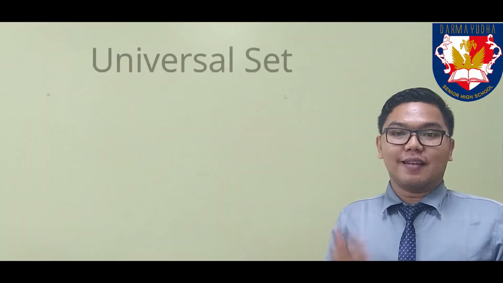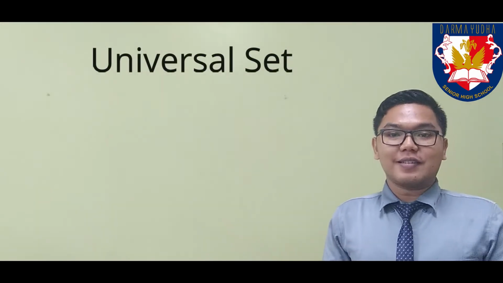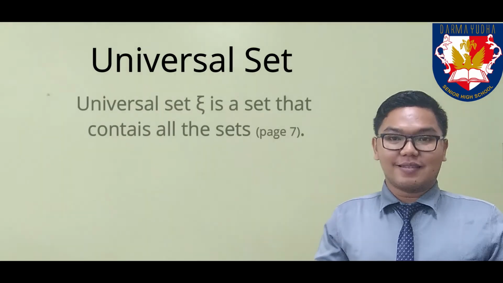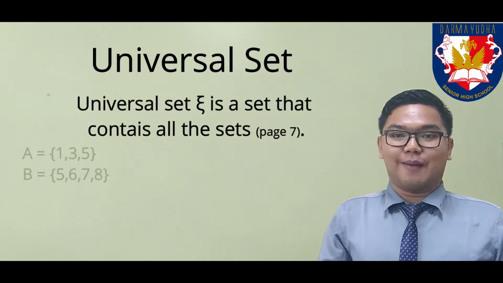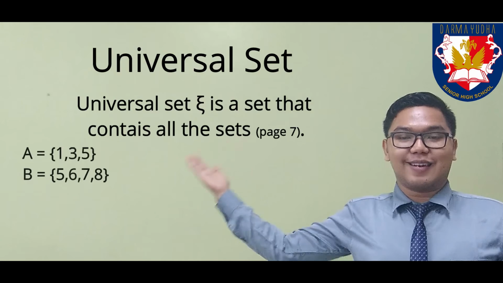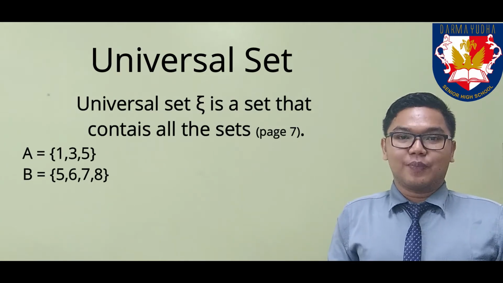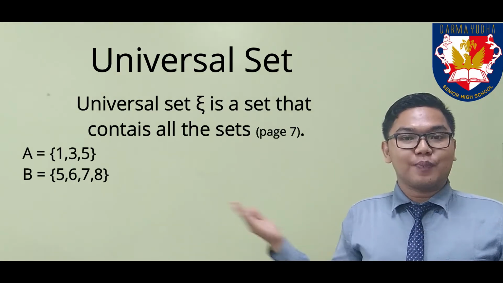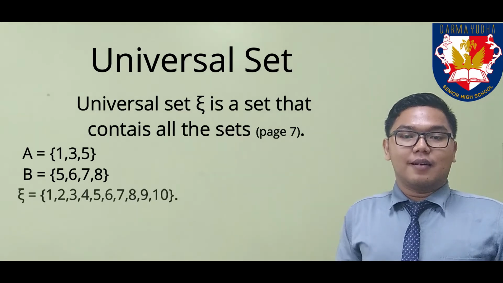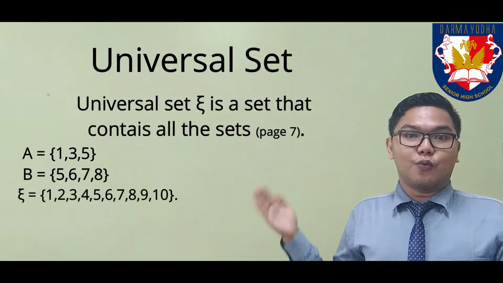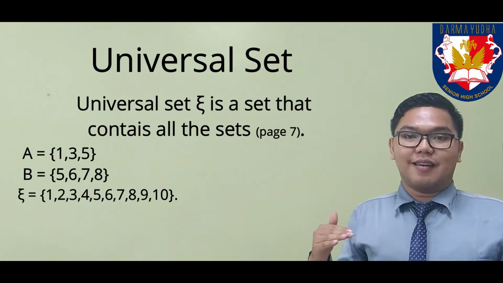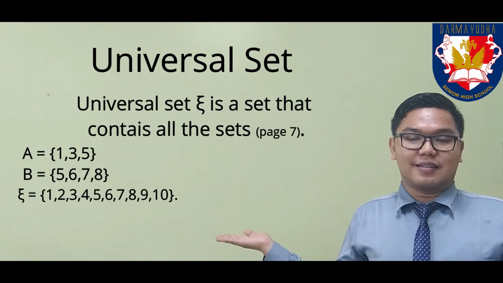In the second meeting, we're going to talk about the universal set first. A universal set, denoted like this, is a set that contains all the sets that we are talking about. For example, we have set A and set B, with the elements listed. The possible universal set for these two sets is maybe the set that contains 1 to 10, because all the elements in A and B are contained in this universal set.